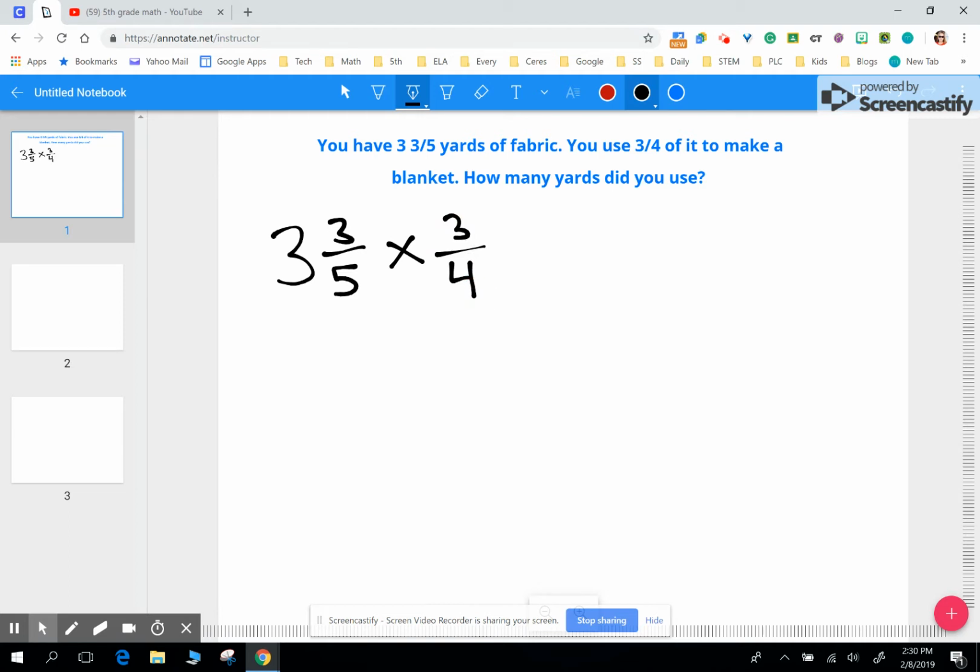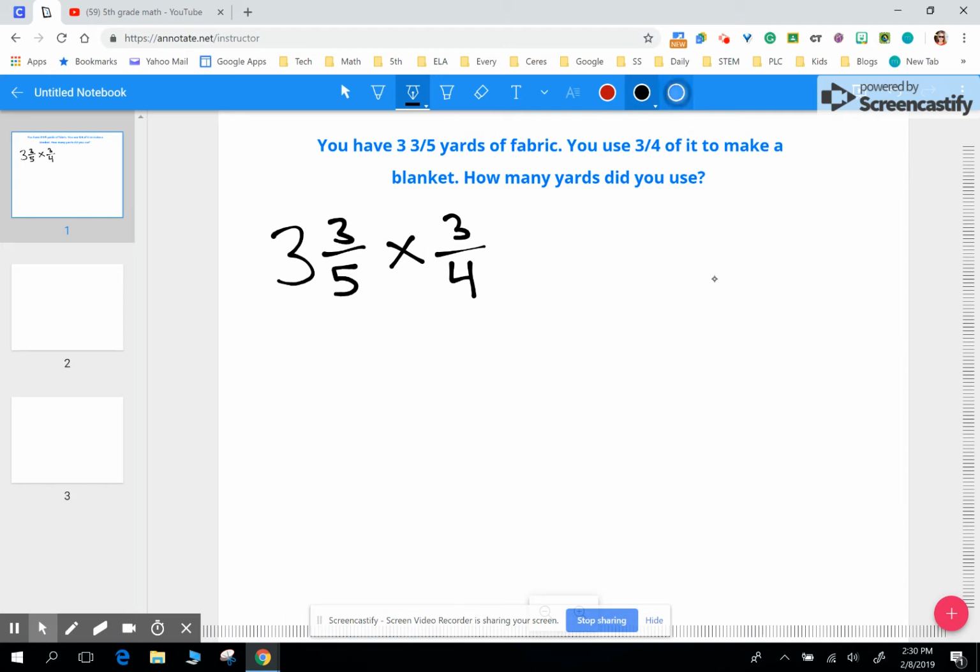We know in multiplication of fractions, the "of" equals multiply. I know if I'm taking 3/4 of it, my number is going to be less than 3 3/5 because I'm not using all of it. I'm using 3/4 of the yards.